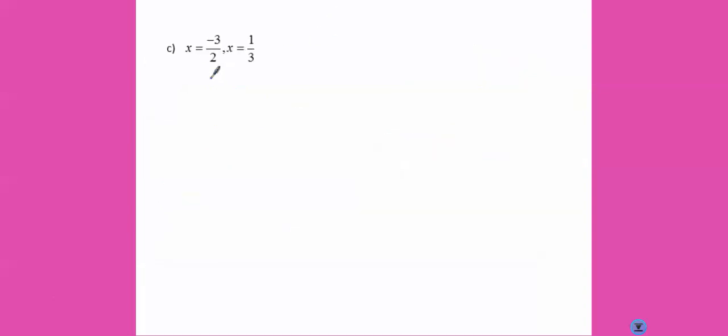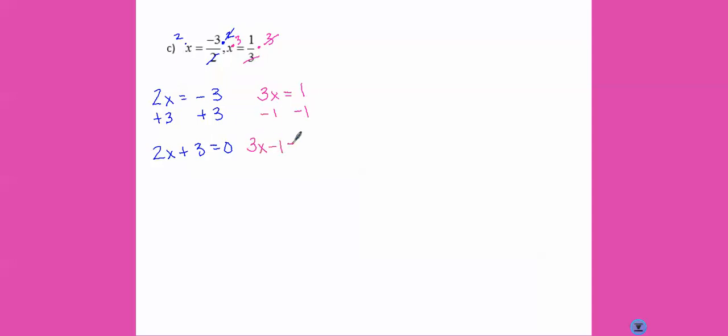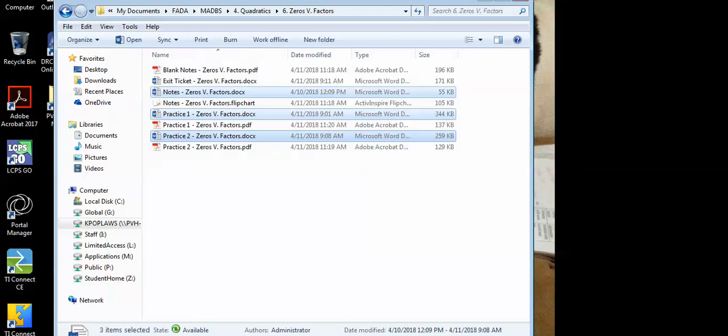All right, last example has two fractions, but they've given us the equations already. So I'm going to multiply by 2 here. Those will cancel. I get 2x equals negative 3. Add the 3. 2x plus 3 equals 0. Over here, I'm going to multiply by 3 and multiply by 3. Those will cancel. Get 3x equals 1. Subtract the 1. 3x minus 1 equals 0.